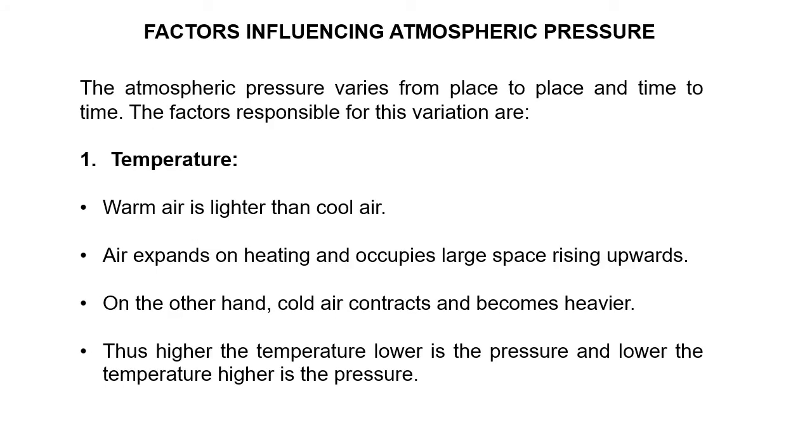We'll discuss factors influencing atmospheric pressure. The atmospheric pressure varies from place to place, time to time. The factors responsible for these variations are, first point, temperature. Why it changes from time to time and place to place is because of the temperature. Warm air is always lighter than cold air, and air expands on heating, and when it cools down, it contracts. When it heats, the air occupies a larger space, rising upwards. On the other hand, cold air contracts and becomes heavier.